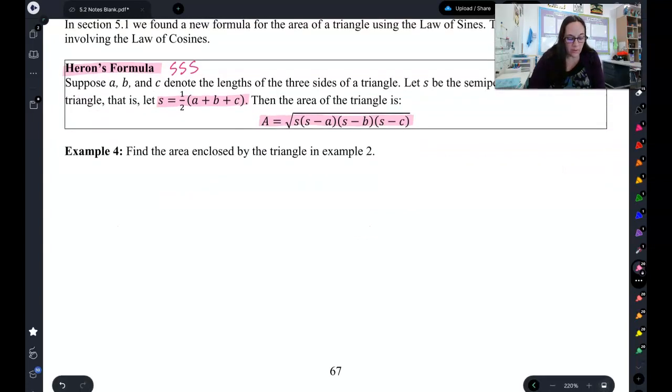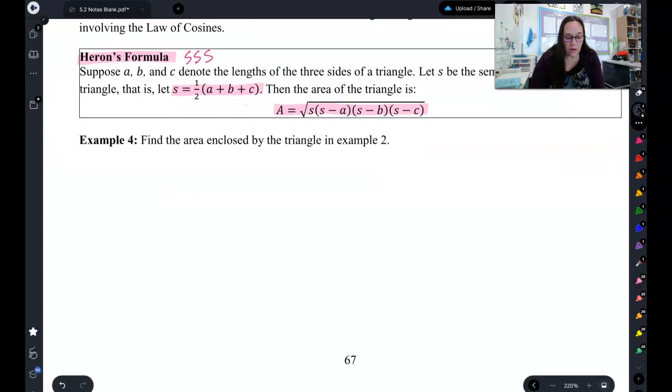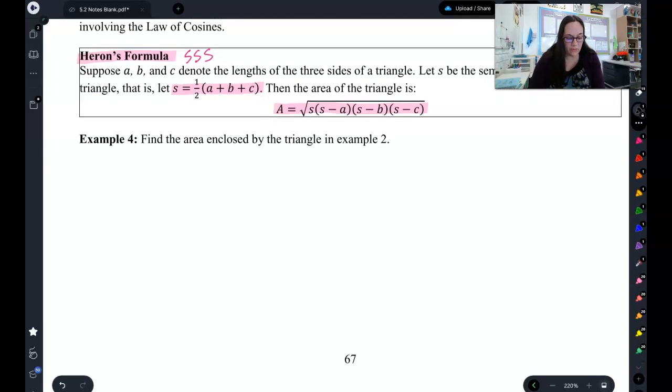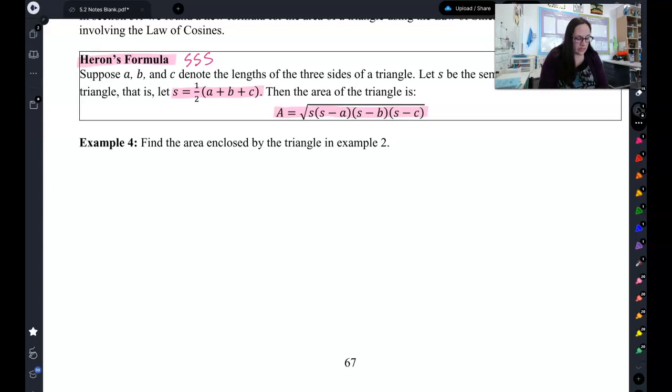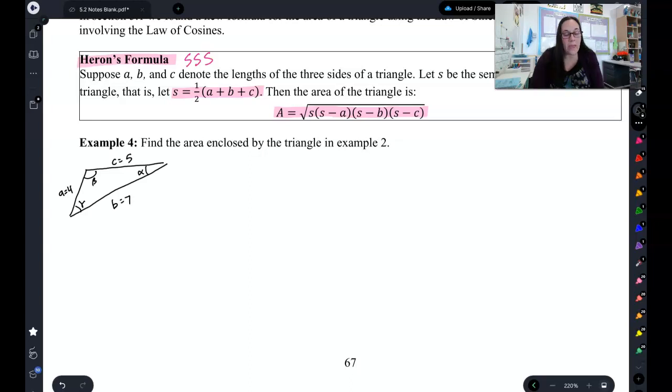So what we're going to do in example 4, we're going to find the area enclosed by the triangle in example 2. So first thing I'm going to do is copy that triangle from example 2. We had a equals 4, c equals 5, b equals 7. This was beta, alpha, gamma. Now let's say I haven't solved anything in the triangle. I don't know the 3 angles. All I have are these 3 side lengths. I can still find the area.